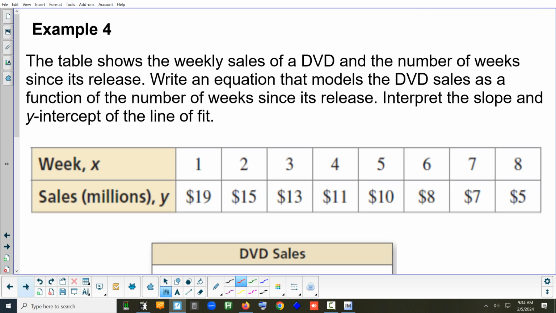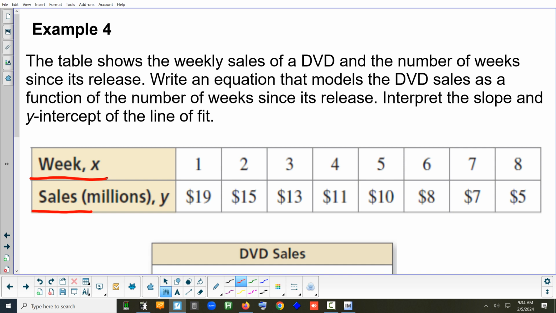All right, so let's look at this question. So it says the table below shows, and you guys already have the table filled in on yours? Okay. So it shows the weekly sales of a DVD and the number of weeks since its release. So it looks like as time goes on, less and less people buy it. Maybe it's more popular when it first comes out, and then over time, less people are interested. It says, write an equation that models the DVD sales as a function of the number of weeks. Well, here's the sales, and here's the number of weeks.